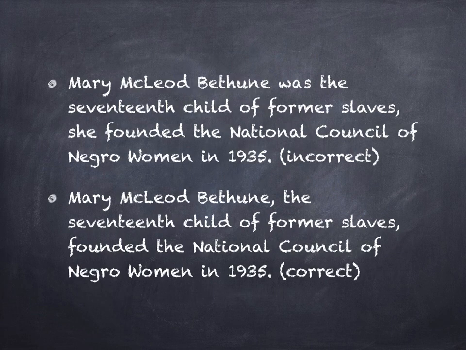Another example. Mary McLeod Bethune was the 17th child of former slaves. She founded the National Council of Negro Women in 1935. This is incorrect because we have two simple sentences connected by only a comma. We can connect these, but we will have to slightly restructure the sentence. We can connect them by only the comma if we remove the pronoun functioning as the subject, she. And it reads like this.